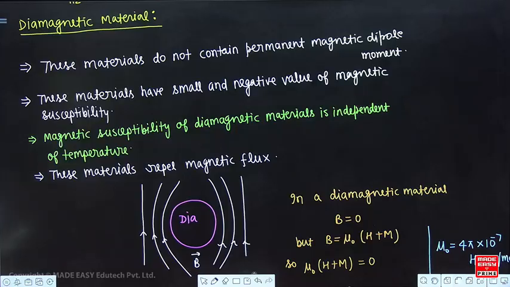Magnetic susceptibility is defined as the ability of a material to be magnetized under the influence of unit applied magnetic field. This is nothing but mu r minus 1. Magnetic susceptibility can be defined as the ability of a material to be magnetized for unit applied magnetic field.